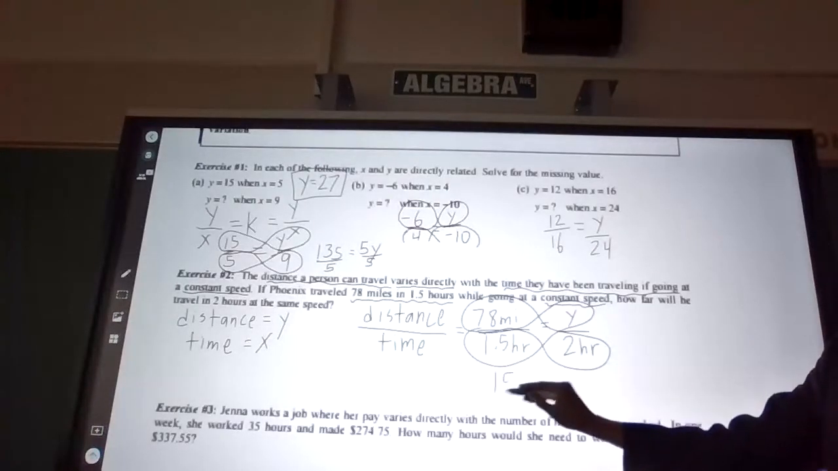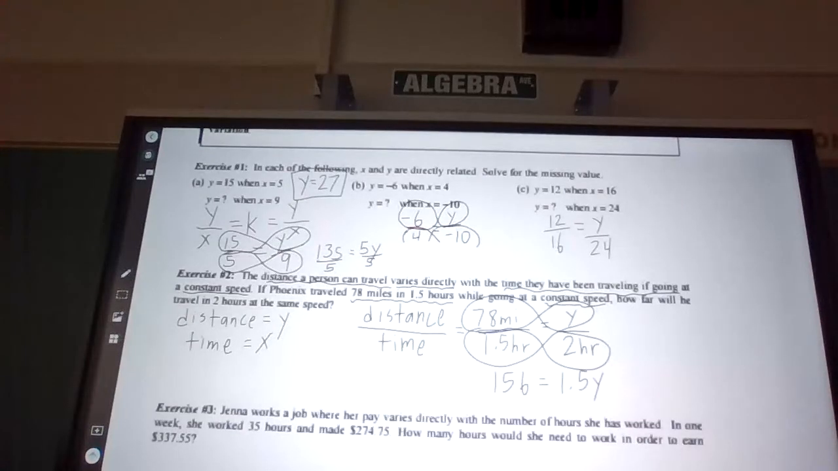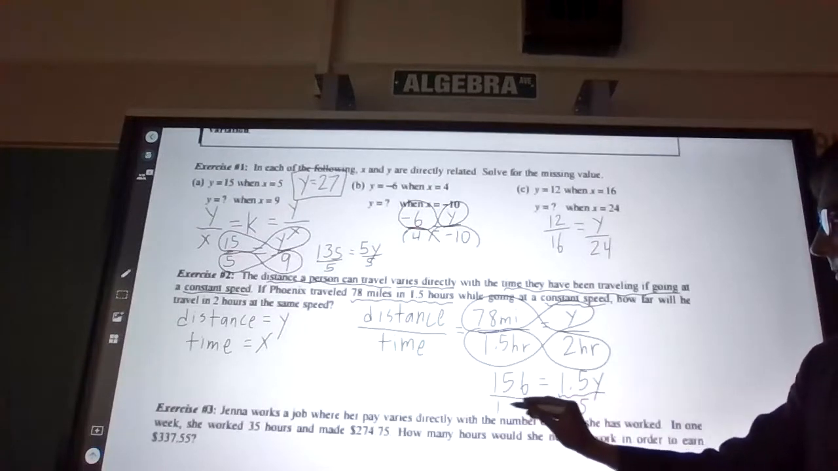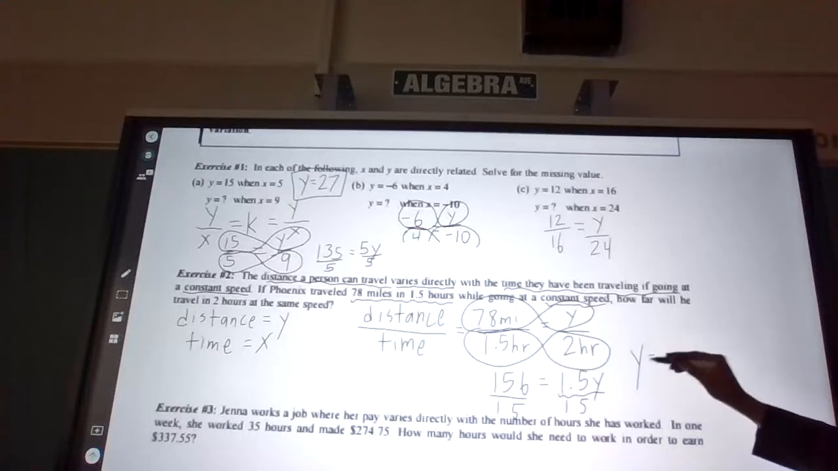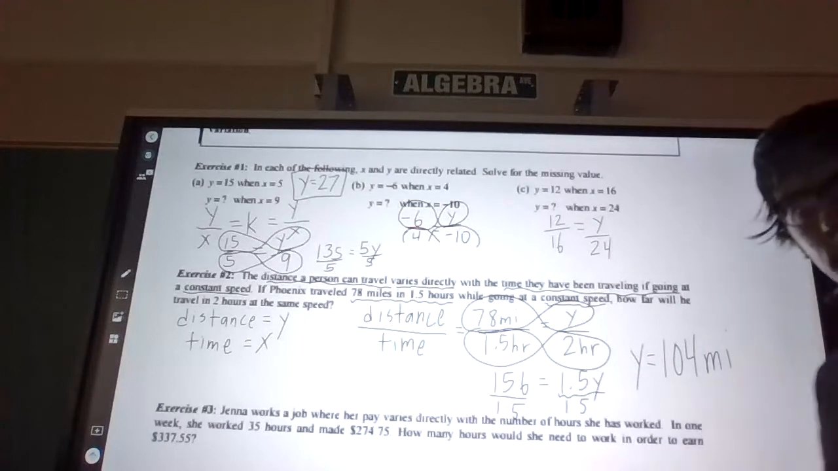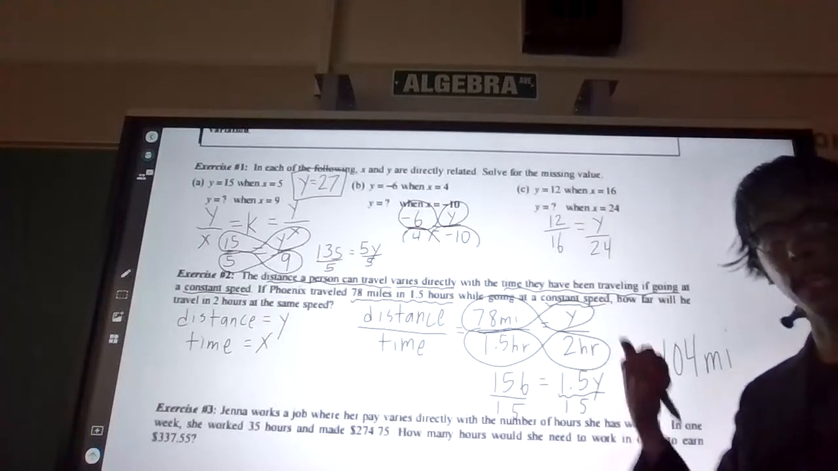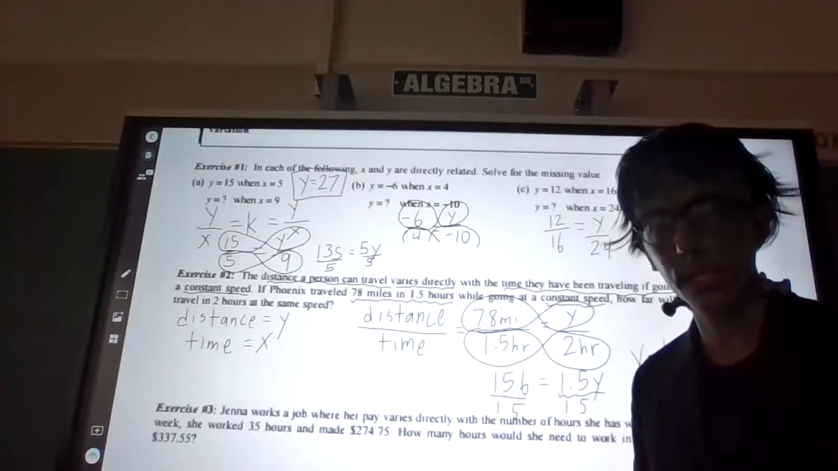So we get 156 equals 1.5y. Again, something we've solved a bunch of times before. If we have a number next to a variable, divide by that number, and we get y equals 104 miles. That means Phoenix could travel 104 miles in 2 hours if he kept that same speed.